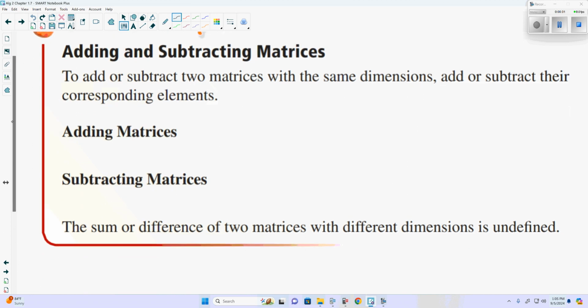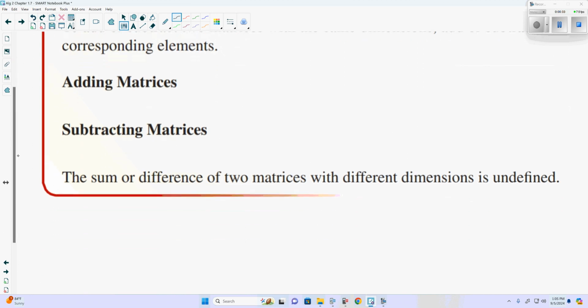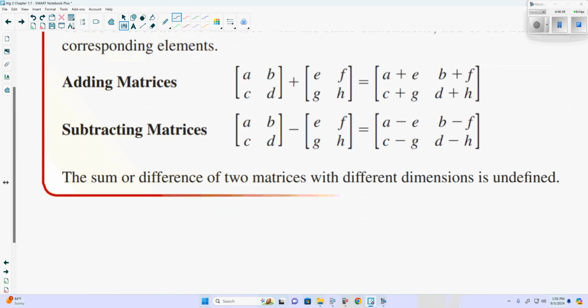So, you don't have to write this down because I think once we start doing these, it's going to make a whole lot of sense. Because if we look at the first one here, we're going to add these two together. Well, A is in the top left. E is also in that same spot, top left. So we'll add A and E.